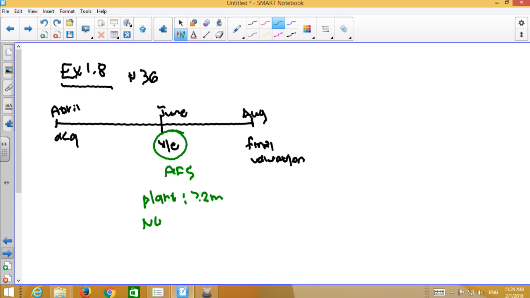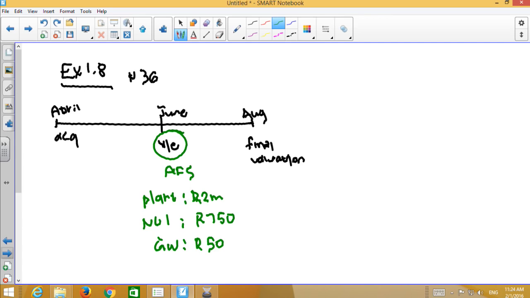So NCI lands up being measured at 750, and we land up with goodwill of, because we paid more, we land up with goodwill of 50. So we do our financials as at that year end on that basis.